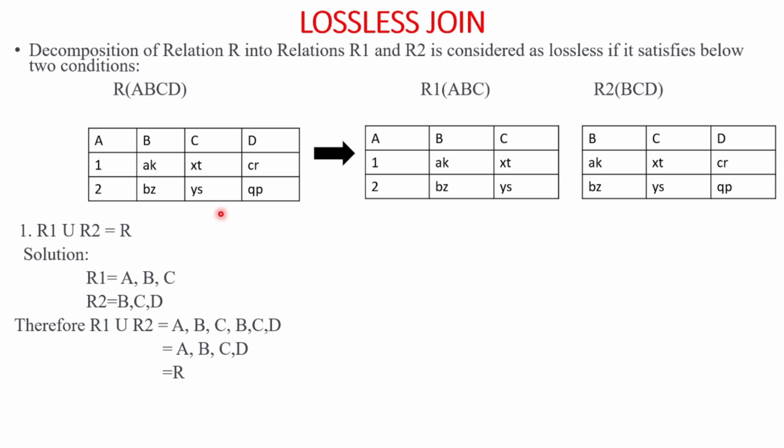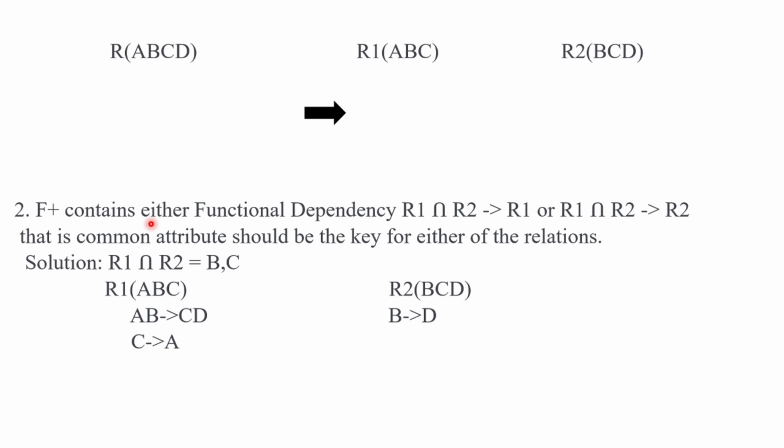Now just check, the original R relation has 4 attributes A, B, C, D. And when you do R1 union R2 you also get 4 attributes A, B, C, D, which is equal to R. So the first condition is satisfied, R1 union R2. Now we have to check the second condition.